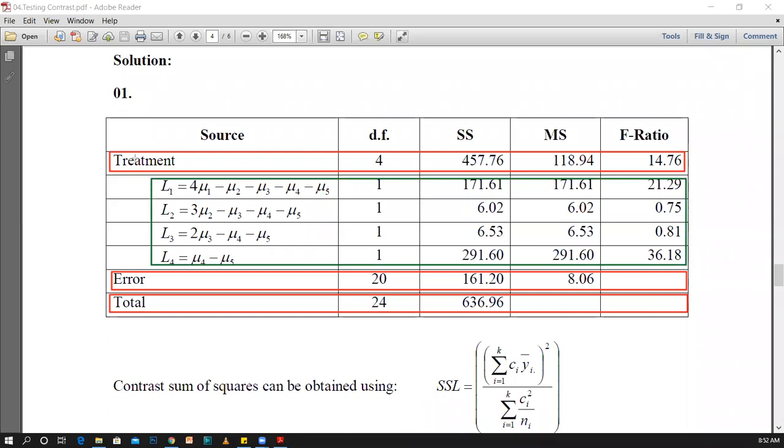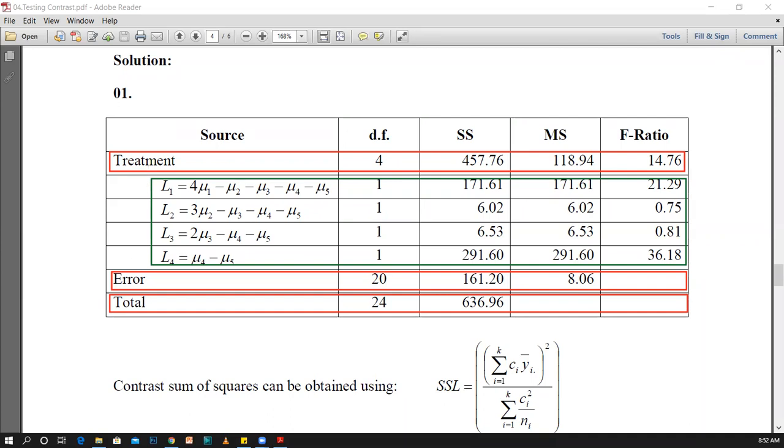First of all, you are asked to construct the Anova table including the independent orthogonal contrasts. Therefore, first the Anova table should be built using the standard procedures. You have to identify treatment, error, and total, and these values can be obtained as we discussed in the previous session for a CRD. Now we are asked to include the independent orthogonal contrasts.